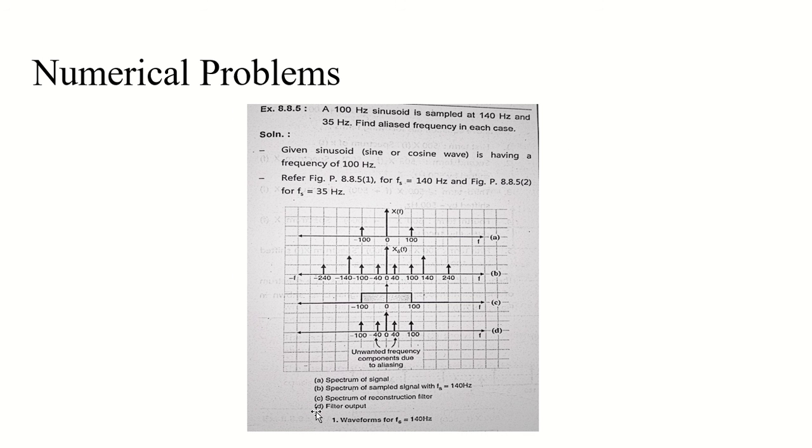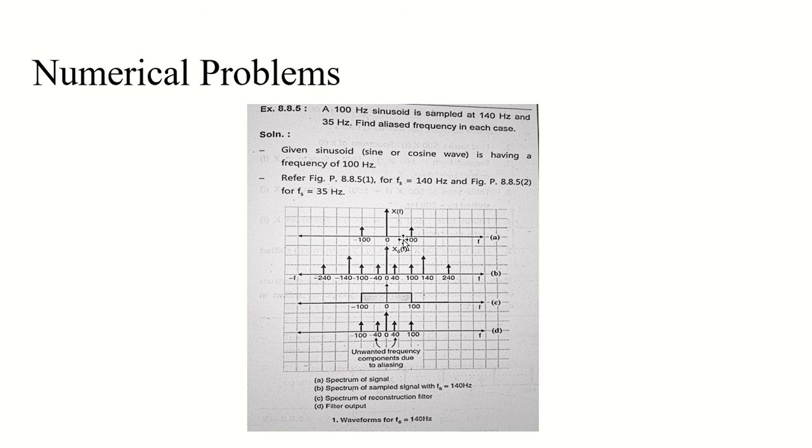So a 100 hertz sinusoid is sampled at 140 hertz and 35 hertz, and we have been asked to find the aliased frequency in each case, right? So we have the sine wave, and its frequency is 100 hertz. Now see the first image. You can see this one is the spectrum of your original signal. It has 100 hertz frequency.